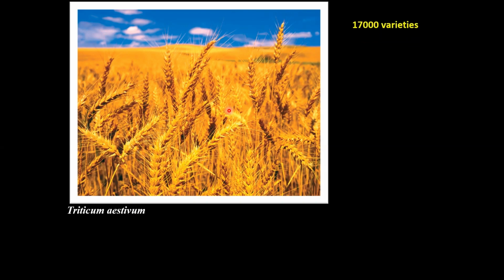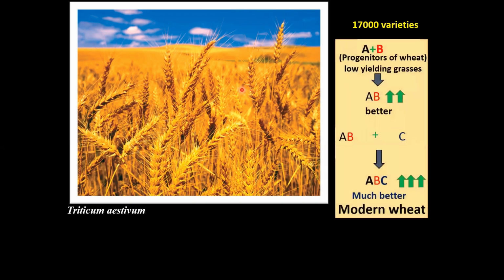Now let's see the ancestry of wheat plant. Its progenitors were very low yielding grasses. When two of these progenitors interbreed, they produce a hybrid wheat plant. And this hybrid wheat plant is better than their previous progenitor low yielding grasses.